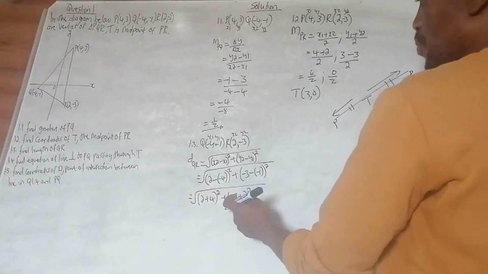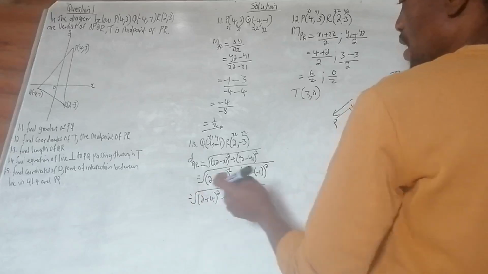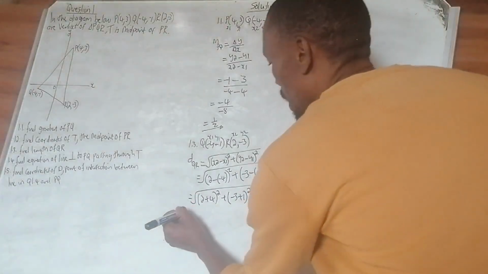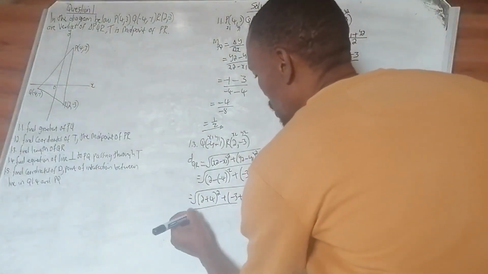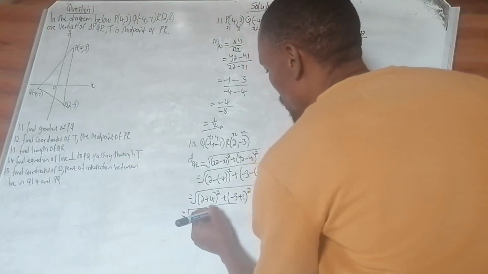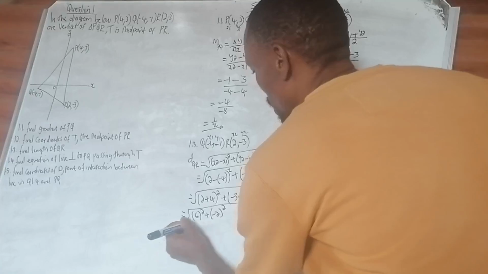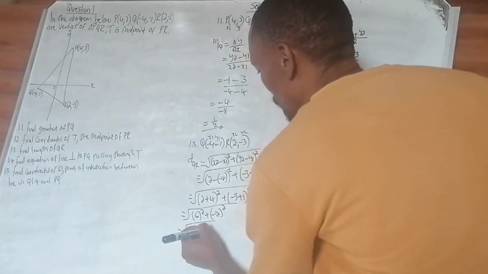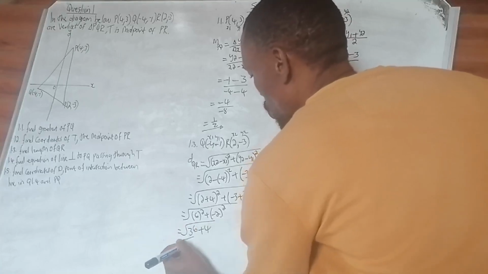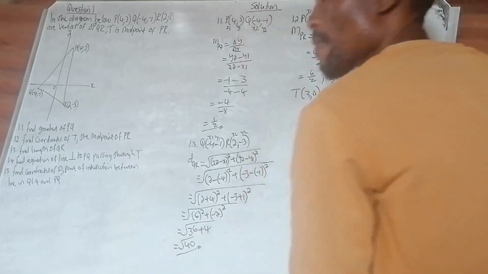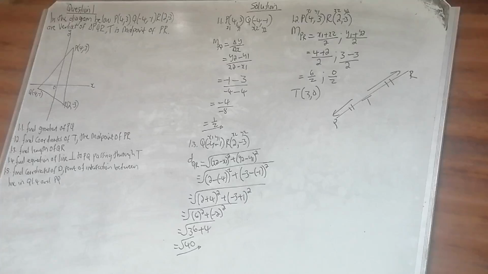Negative times negative is a positive. And then it's equivalently 6 squared plus minus 2 squared. 6 squared is 36 plus 4, which is the root of 40. And that's why we write it as the root of 4 times 10, which is 2 root 10.